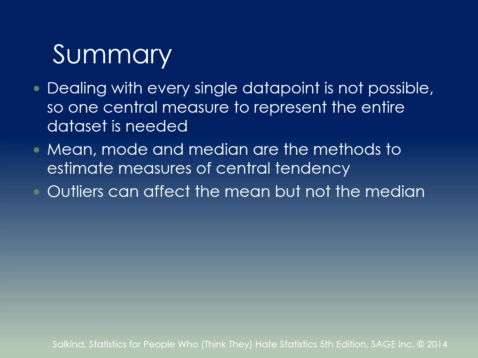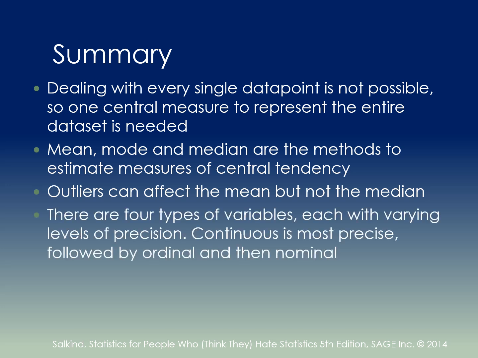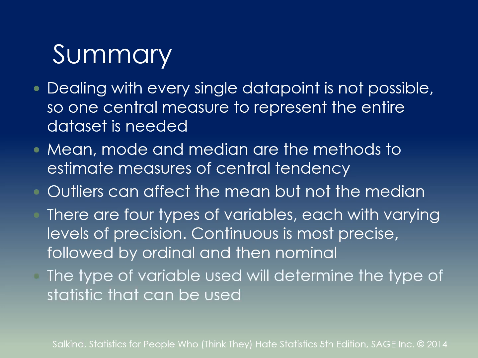Outliers, we have to be aware of them. They can affect the mean, but not the median. And so in cases where we've got distinctive outliers, we want to use the median as the measure of central tendency and not the mean. There are 4 different types of variables or measures, each with varying levels of precision. That's where you get the varying aspect from. Continuous measures are the most precise, followed by ordinal, and then finally nominal measures. The type of variable or measure used will determine the type of statistic that can be used. And that's kind of important. That comes up a little bit later on.